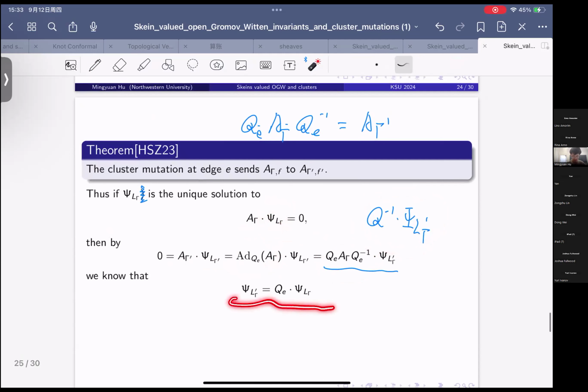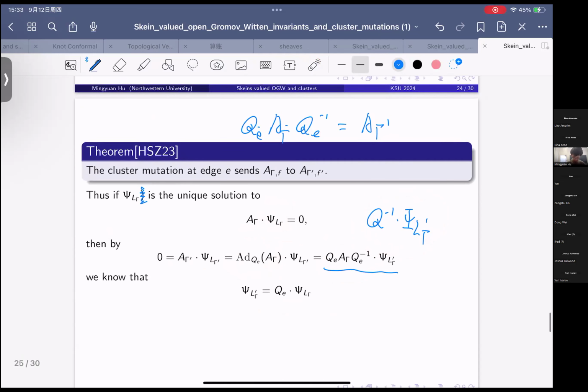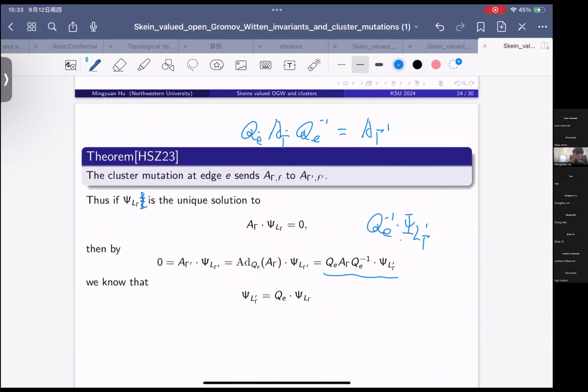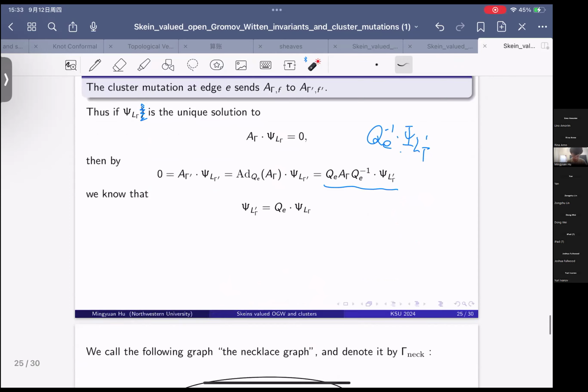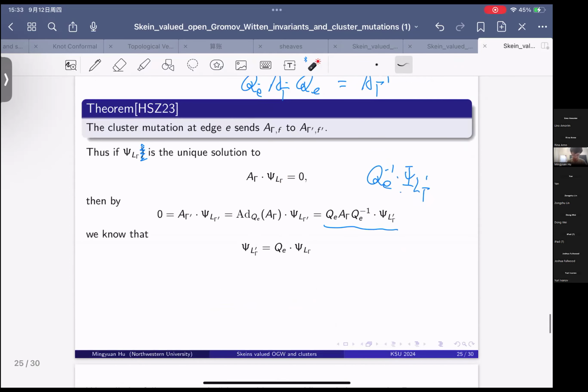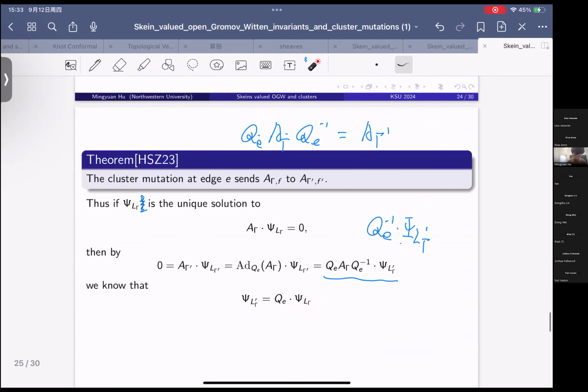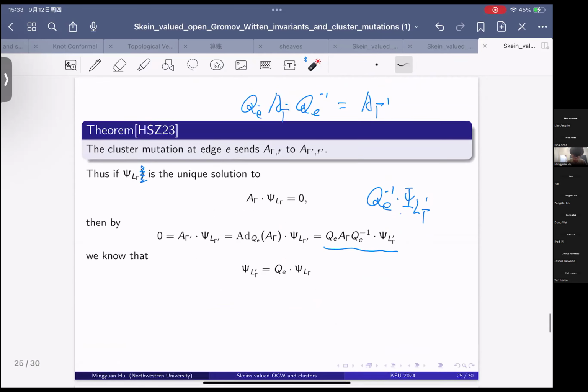So we have this. The conclusion is that we have this formula. This means that whenever we mutate the graph at edge E, the wave function changes by multiplying by a quantum skein dilogarithm. Sorry for the time, but I'm going very fast. So I have already stated the main theorem.